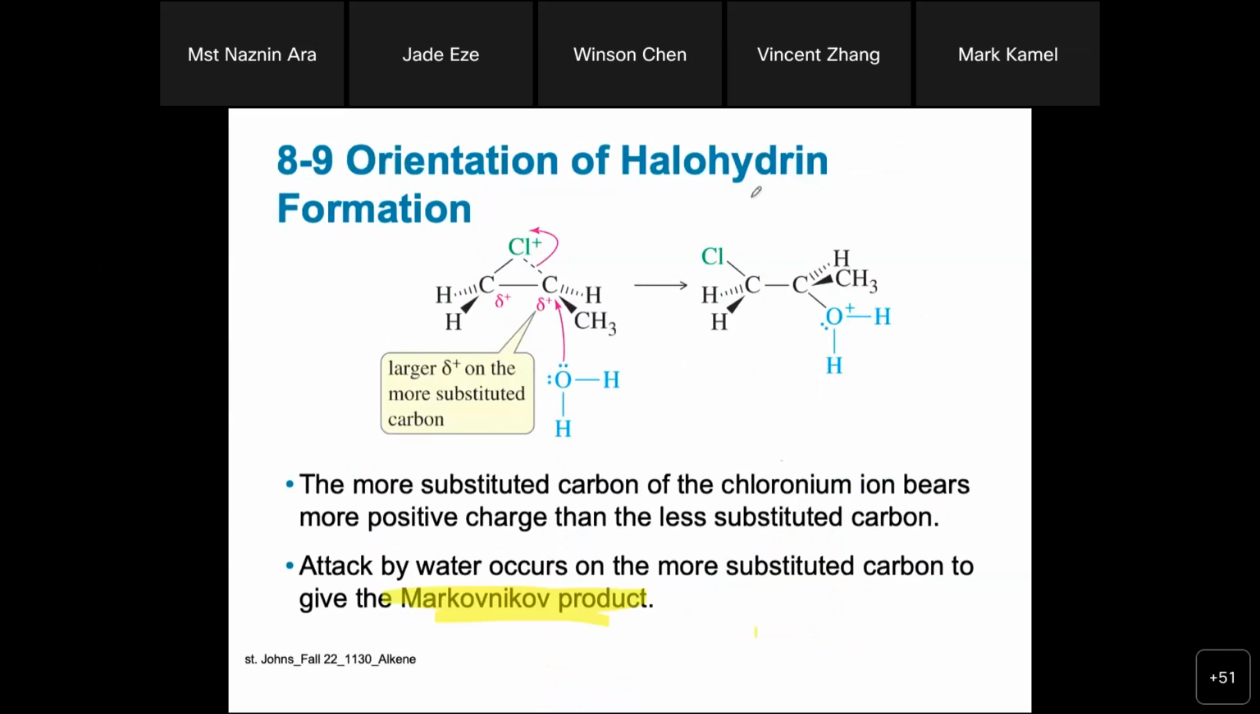Orientation of halohydrin formation. Look here at the distribution of the electron. There is a larger sigma partial charge on the more substituted carbon. That means the distribution is unequal. First it forms the intermediate, and then the bond will be broken, and this type of final product will be formed. The more substituted carbon of the chloronium ion bears more positive charge than the less substituted carbon. You can see this is also the Markovnikov product. You need to know this, and then it will be easy for you to find where the protonation is and where the nucleophile is going to add, which carbon.